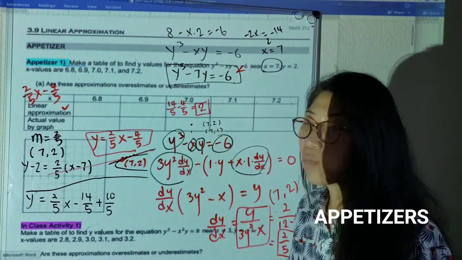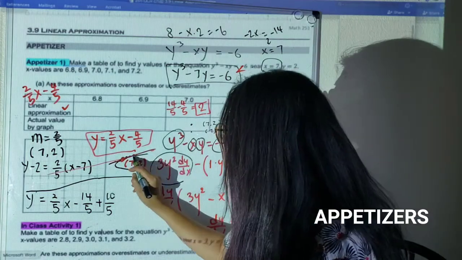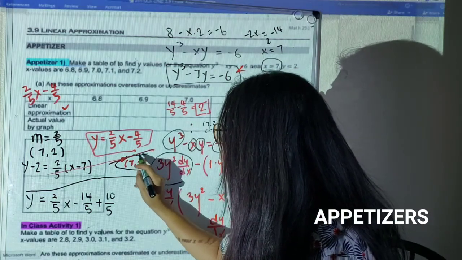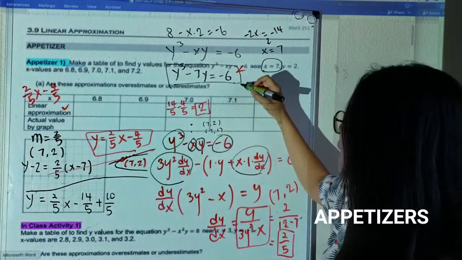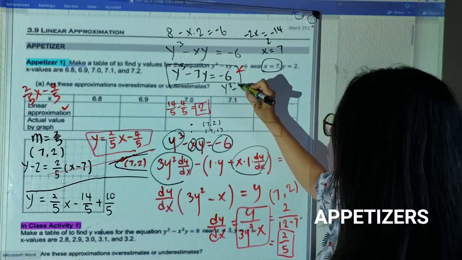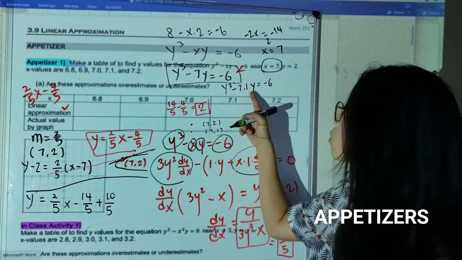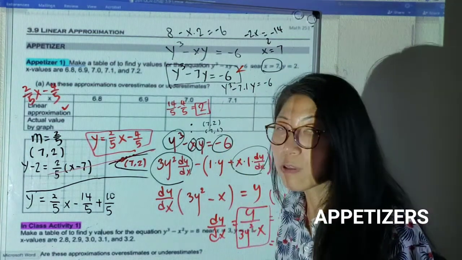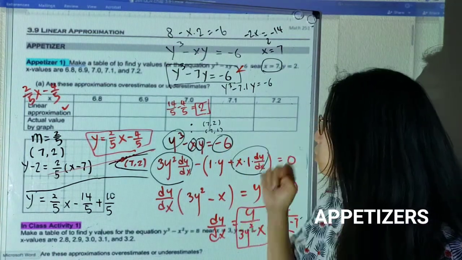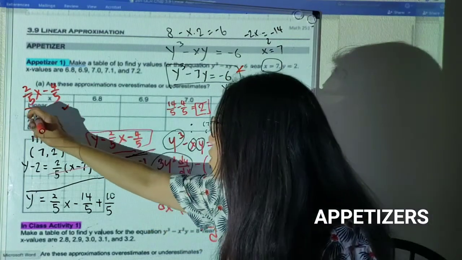What about 7.1? On the function, it's hard to see on the black graph. When I plug in again, y cubed minus 7.1y is equal to negative 6. Can anybody solve this one for y? No, none of us. So what I'm going to do is plug into here again.